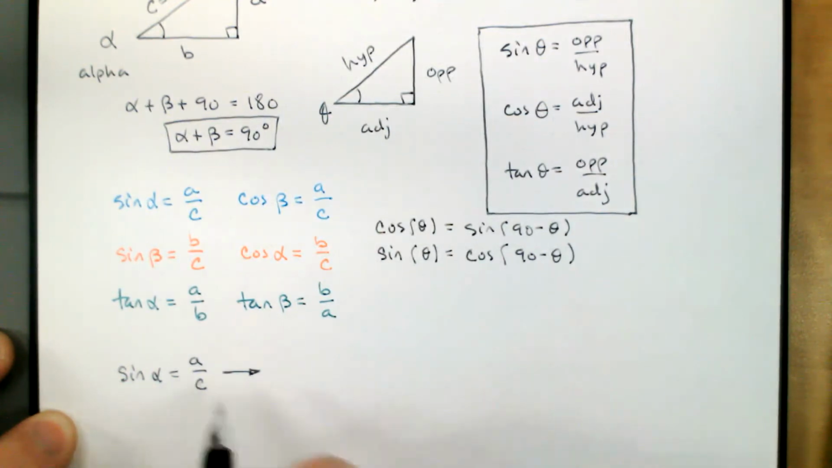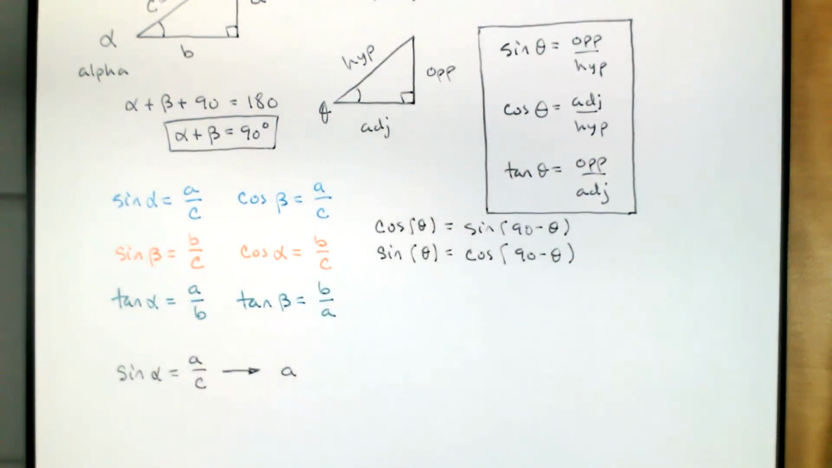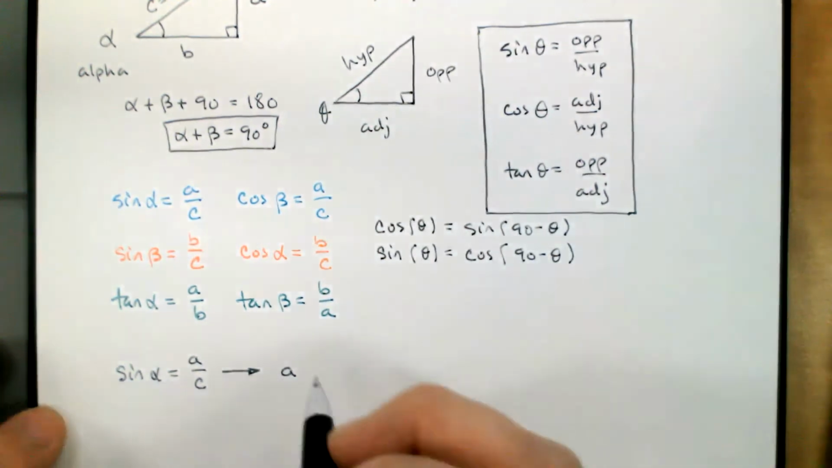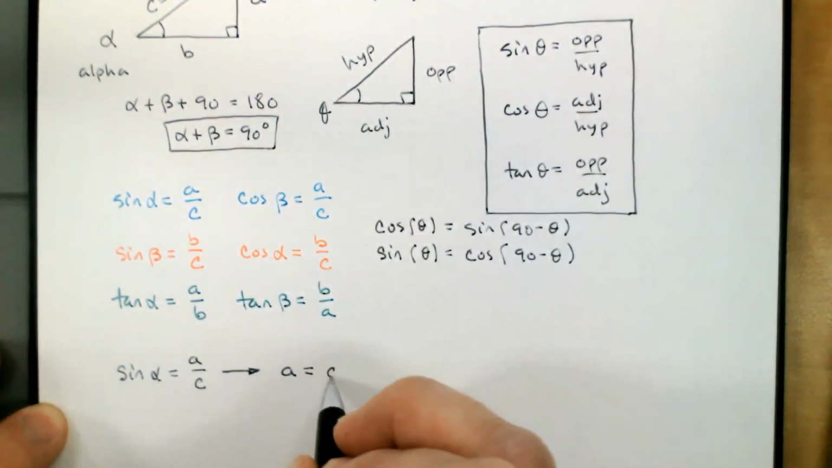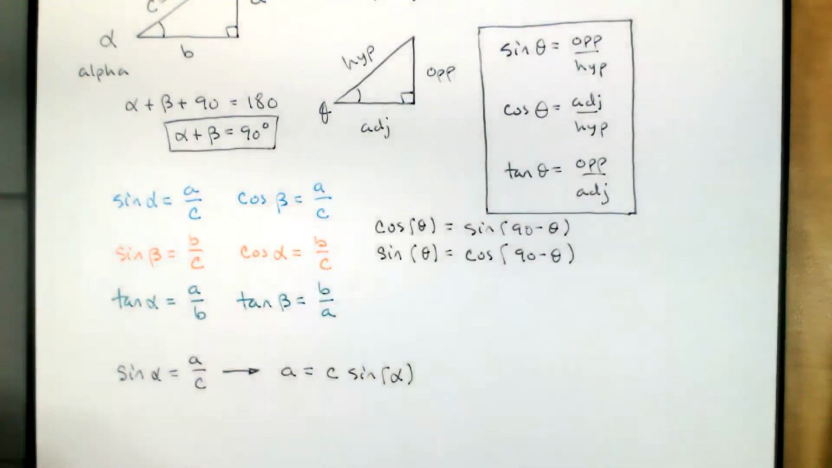The easiest thing to solve for is A, because I could just multiply both sides of the equation by C. So A is equal to C times the sine of alpha. This is how we would solve for A if we're given C and alpha.